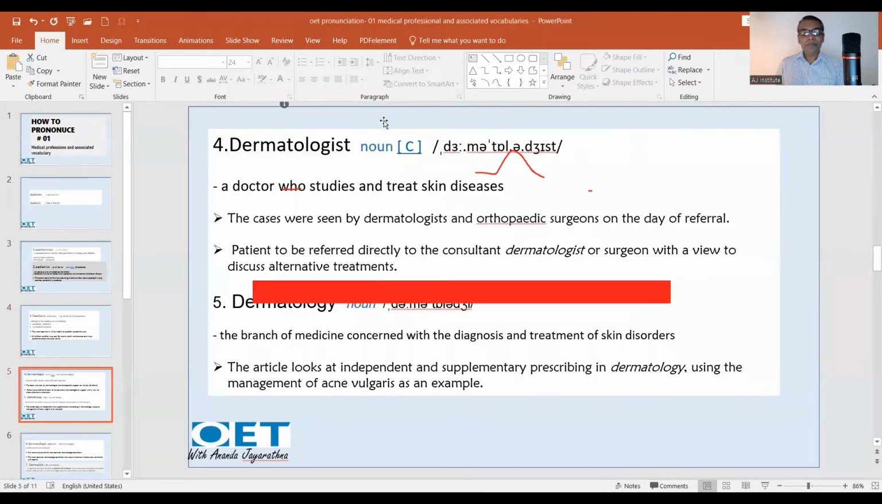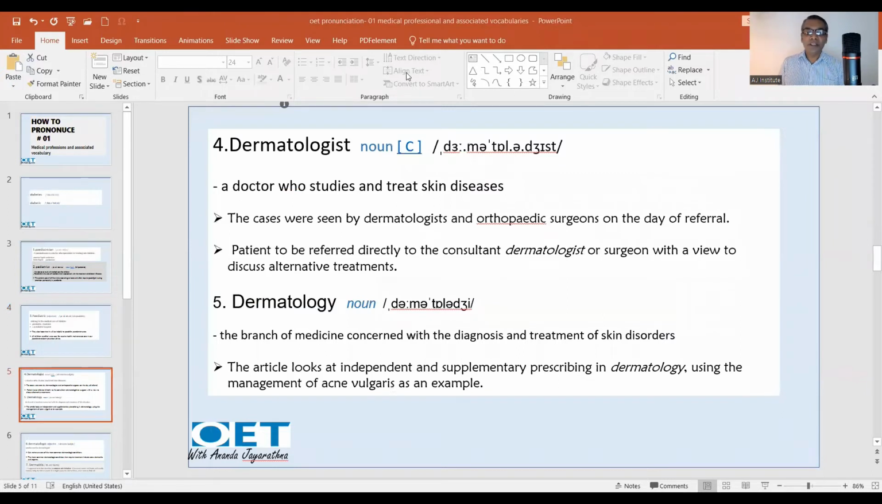And the next one. We always hear a mispronunciation of this specialist name. We hear dermatologist, something like that. I have heard many OET students saying this. No, that is not the correct pronunciation. The correct pronunciation is dermatologist. Here we have to stress this part when we say dermatologist. This toe part has to be stressed.